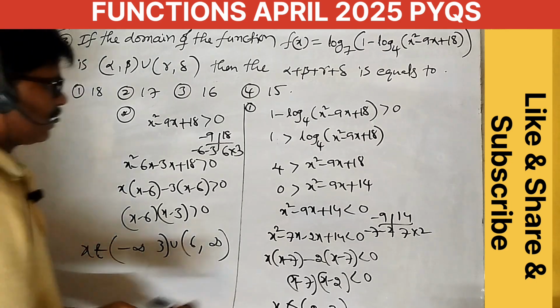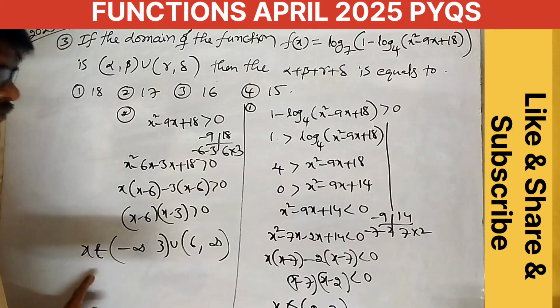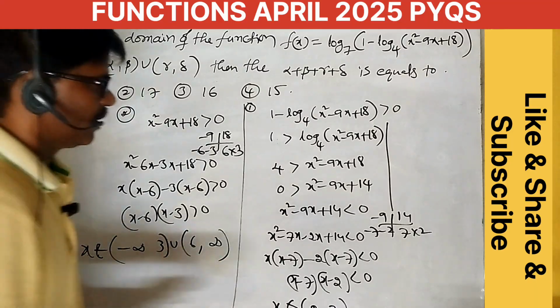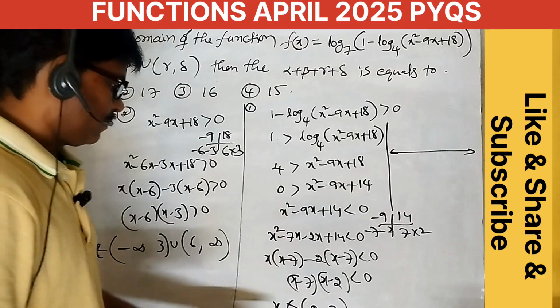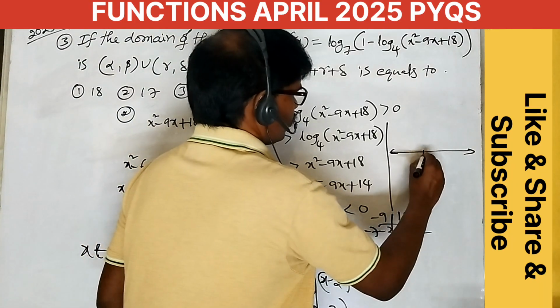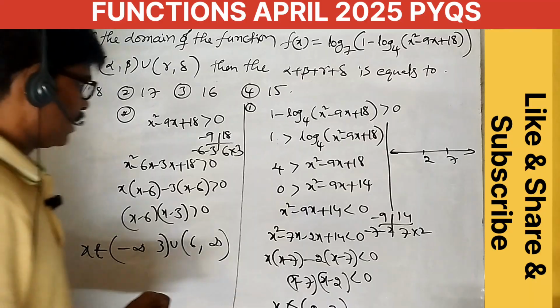Okay, write the number line here. This is the 2 comma 7. These are the 3 to minus infinity. This is 6 to plus infinity. This is the number line, right? This lies between 2 and 7. This is 2. This is 7. This is 3, 6.